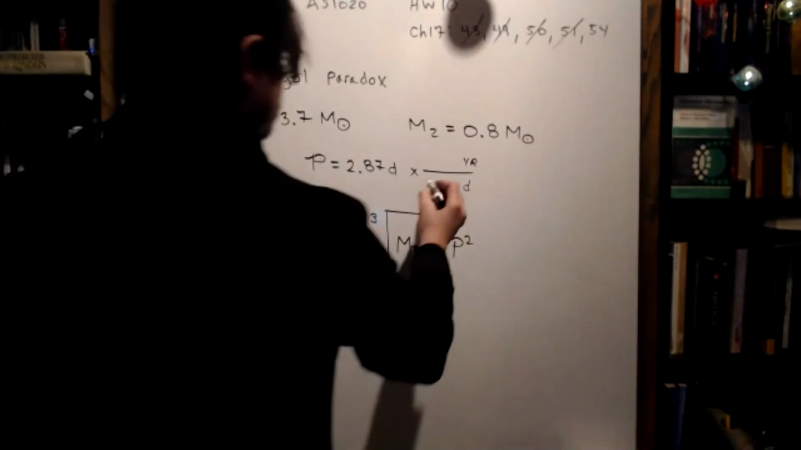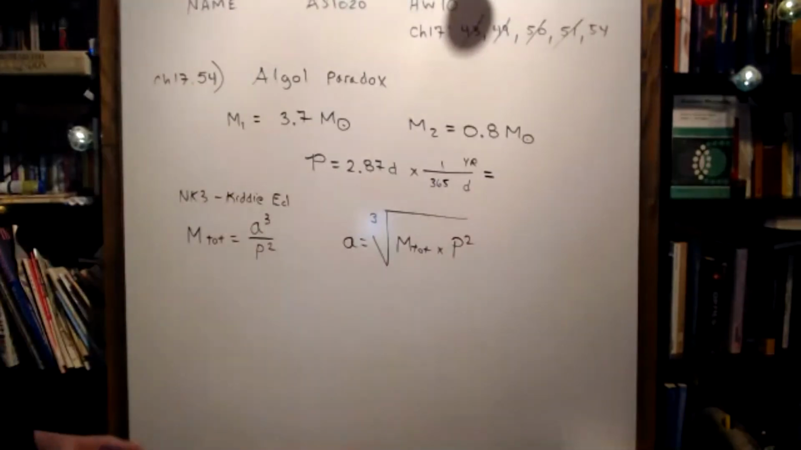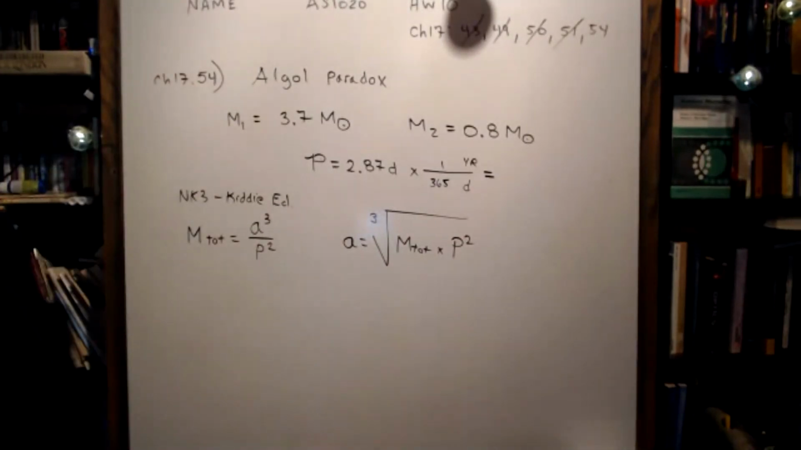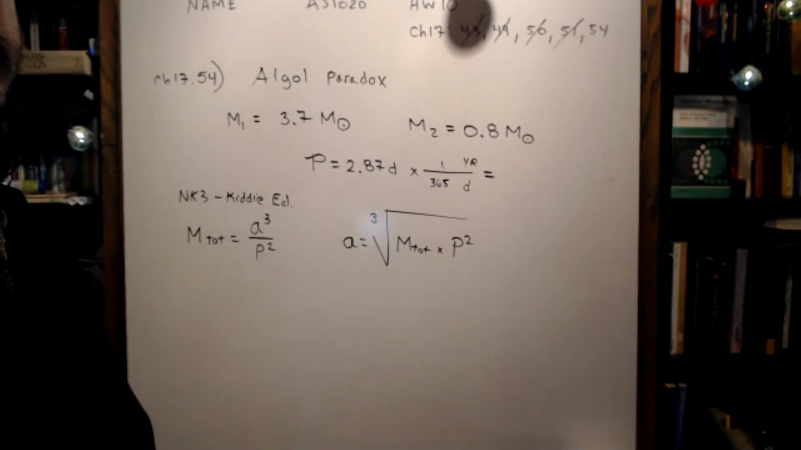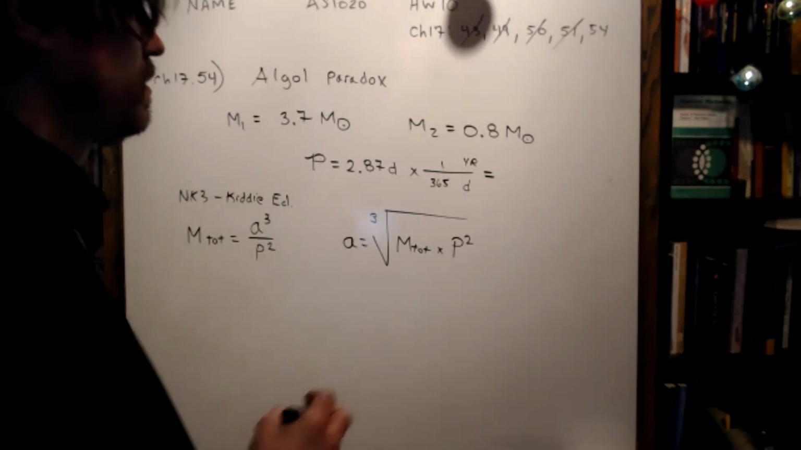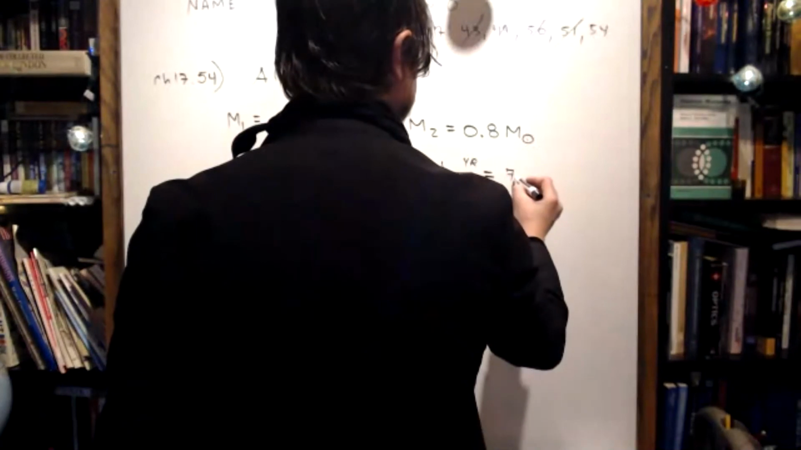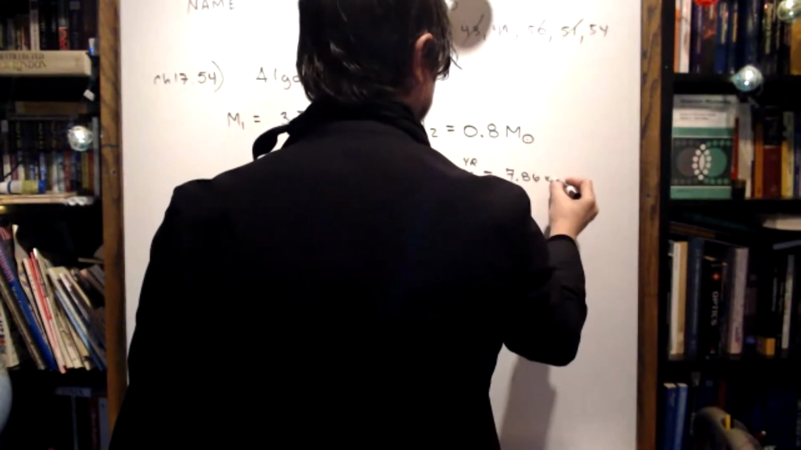365, with 1 at the top. Plug it in and give me 3 sig figs. 3 sig figs. 2.87 divided by 365. 7.86 to the -3, which is times 10 to the -3. Yep.